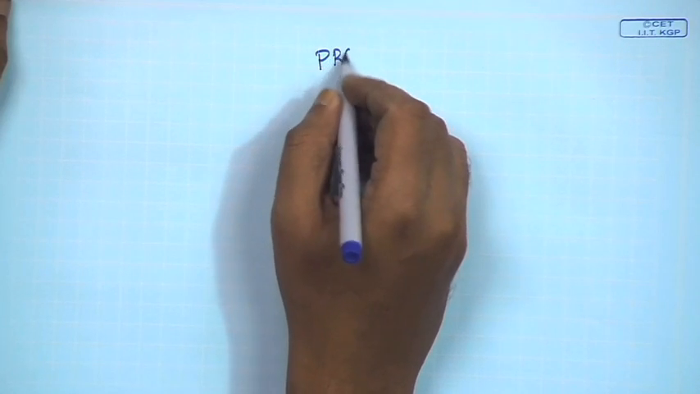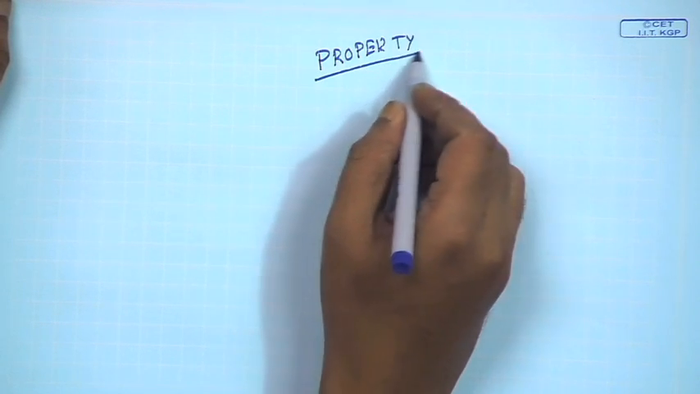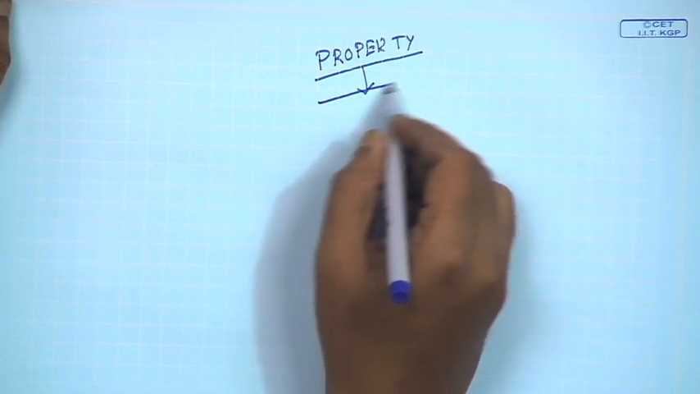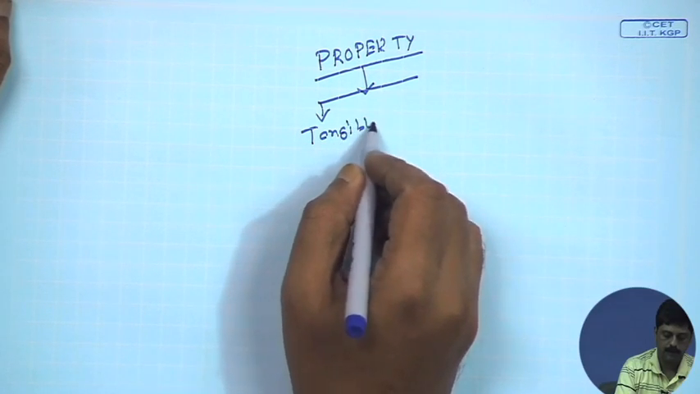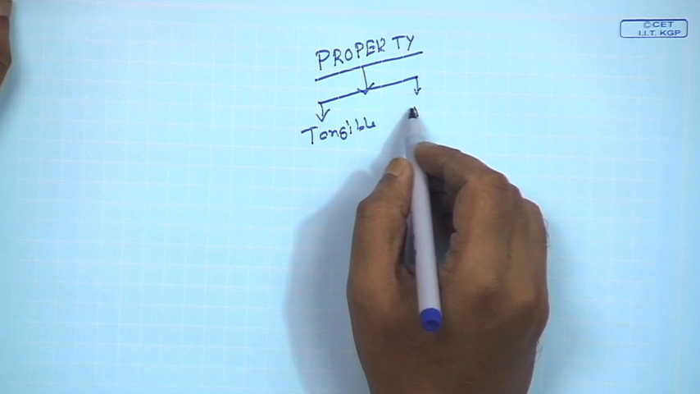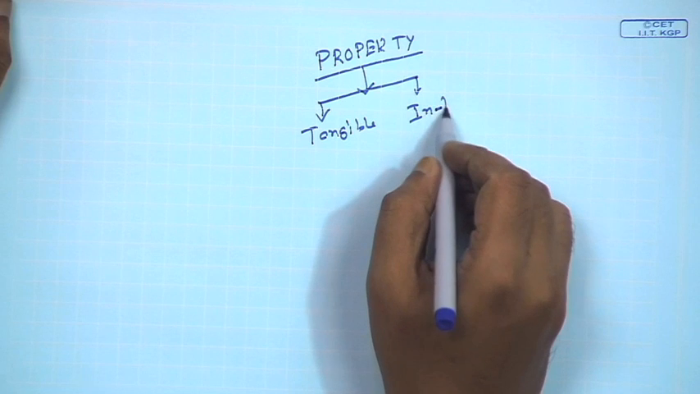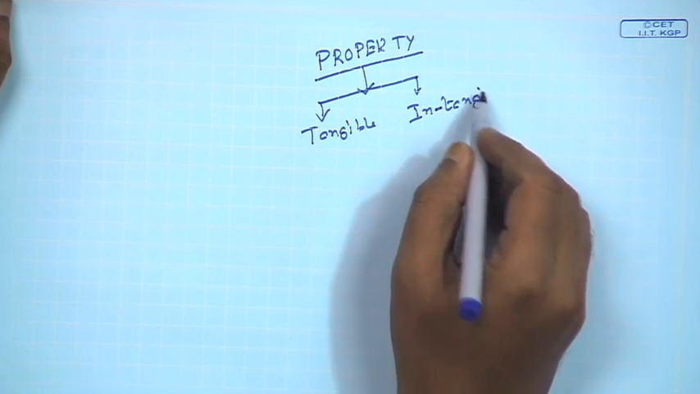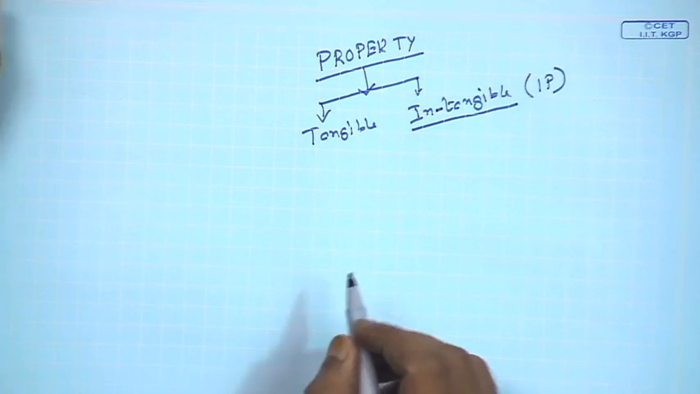Okay, so now let's say property is coming in the form of tangible things. Or property is coming in the form of intangible things. Instead of that, you can consider that information good or intangible thing. Whatever we are considering as intangible things, we consider as intellectual property per se.